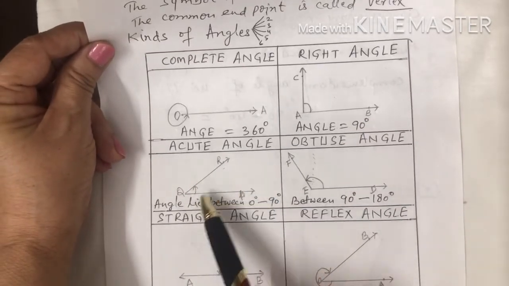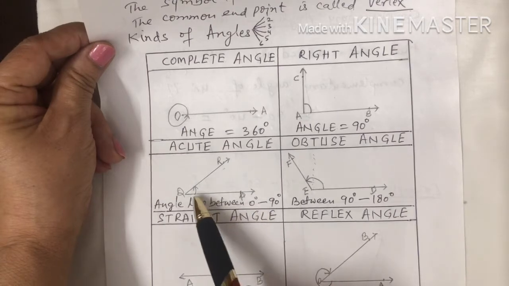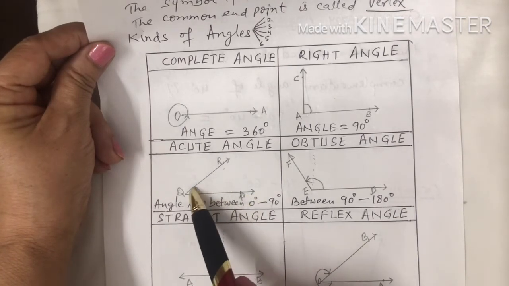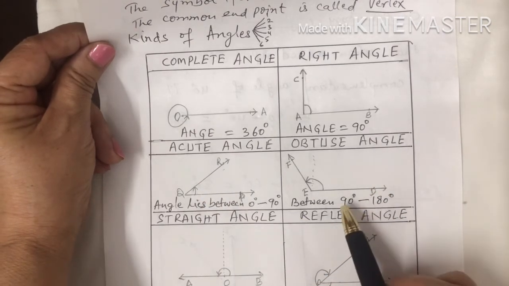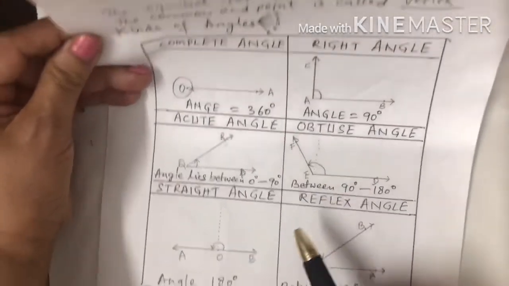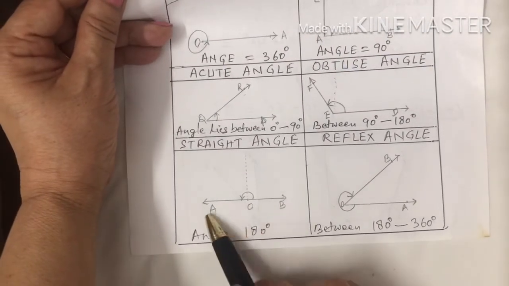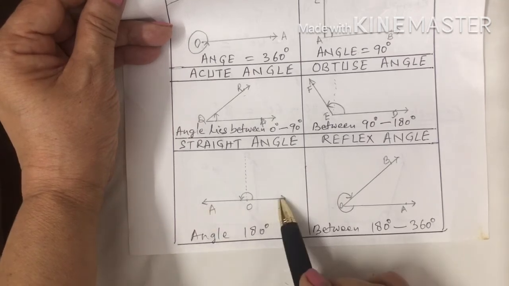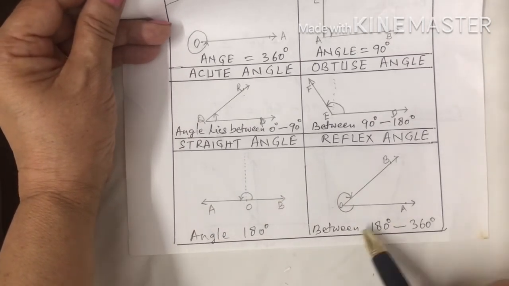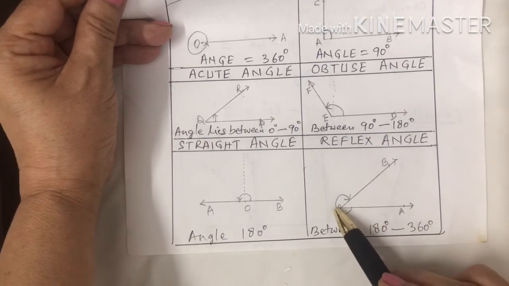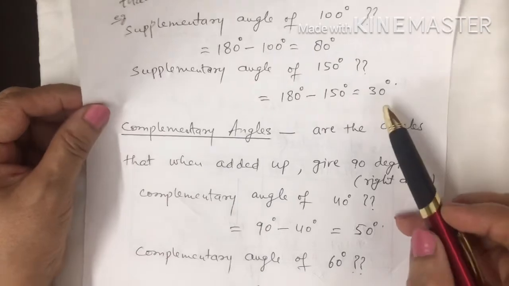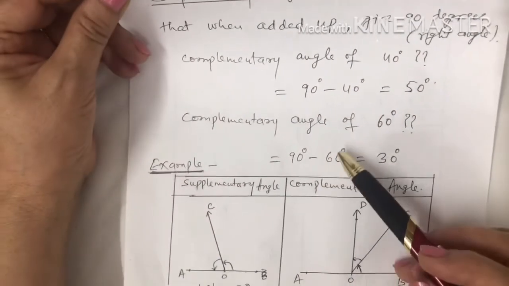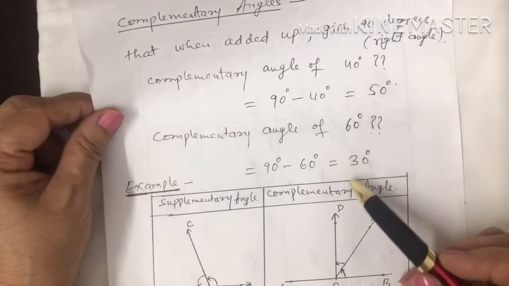and acute angle, those angles lie between 0 to 90 degrees, and obtuse angle between 90 degrees to 180 degrees, and straight angle should be 180 degrees. This is 180 degrees, and reflex angle between 180 degrees to 360 degrees. And supplementary angles, the sum of two angles should be equal to 180 degrees, and complementary angles, the sum of two angles should be 90 degrees.